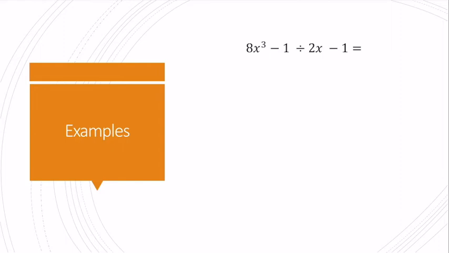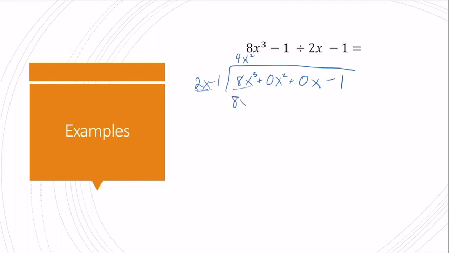Our last example, I have 8x cubed minus 1 divided by 2x minus 1. Now, one thing I'm going to have to do here is put in placeholders for every term. So I've got 8x cubed plus 0x squared plus 0x minus 1 divided by 2x minus 1. And we're going to see why we need this in just a second. So what do I multiply 2x by to make it look like 8x cubed? The answer is going to be 4x squared. 4x squared times 2x gives me 8x cubed. 4x squared times negative 1 gives me a negative 4x squared.